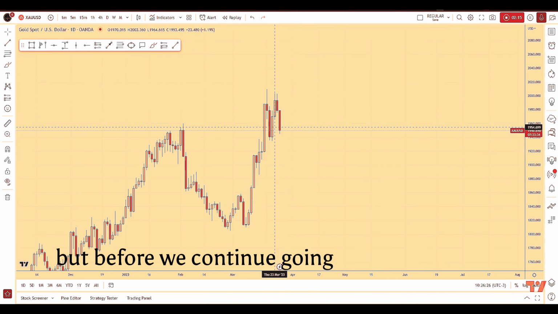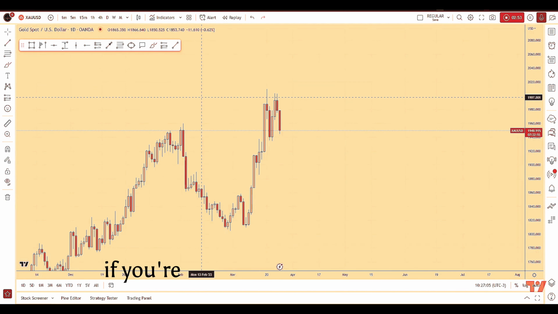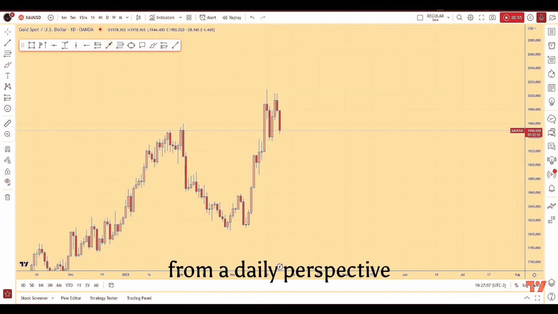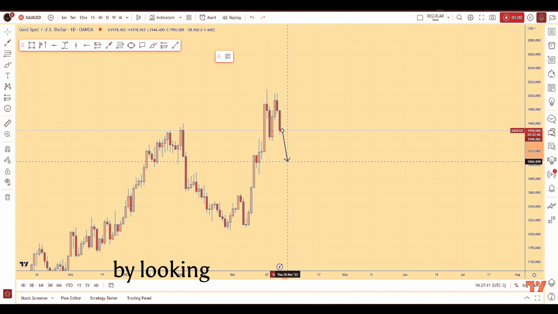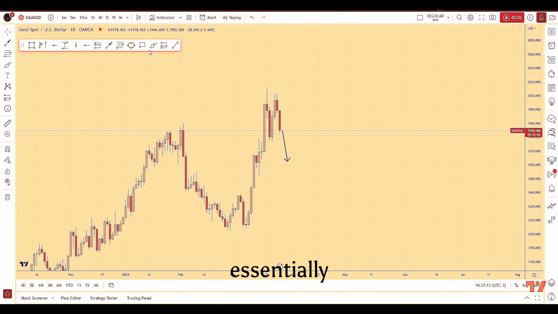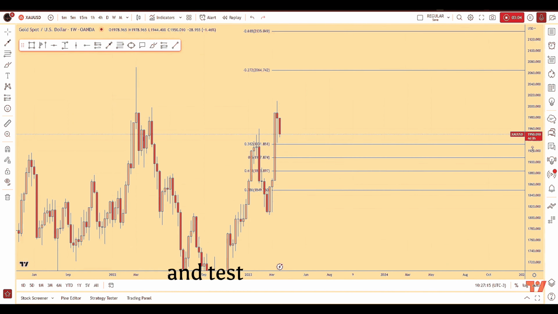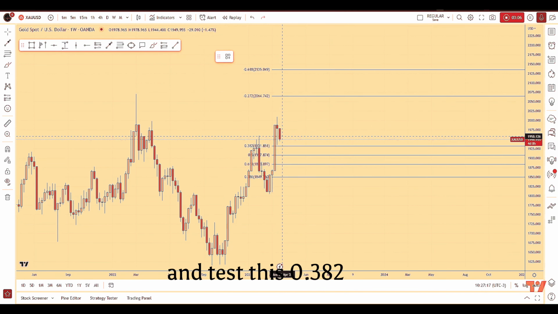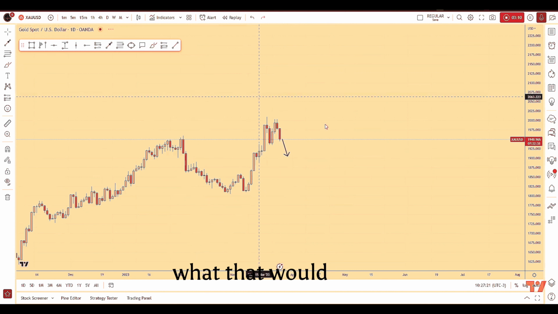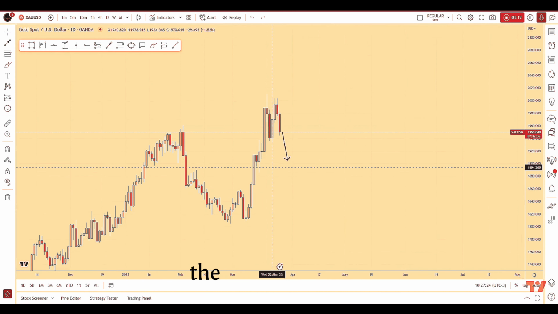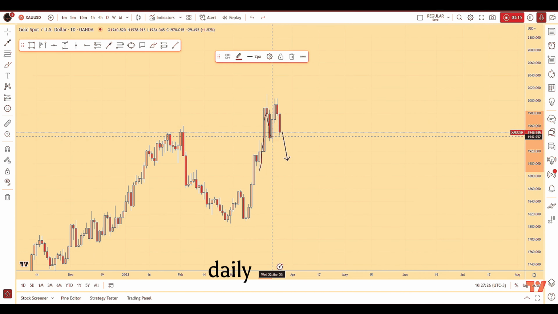But continuing with our analysis from a daily perspective, the market would create the move to the downside that we would like to expect by looking at the weekly time frame. Essentially, if you remember, for the market to go and test this 0.382 here, from a weekly perspective, at that point on the daily time frame, what that would mean is that we would have the creation of this daily M pattern.